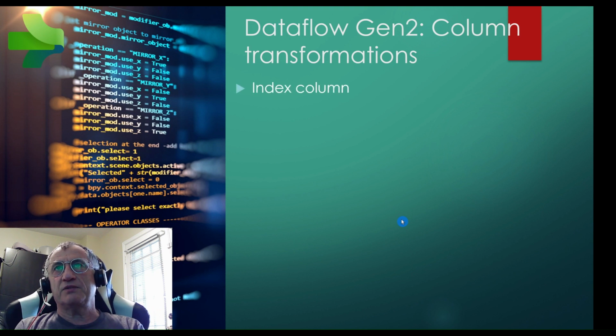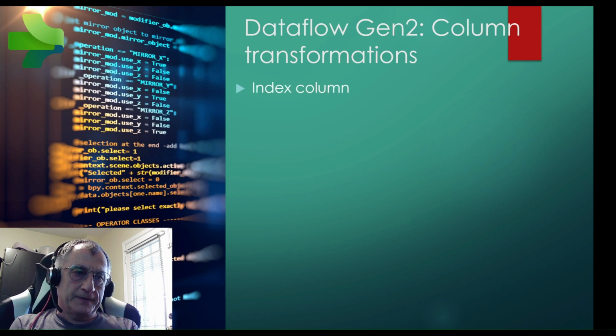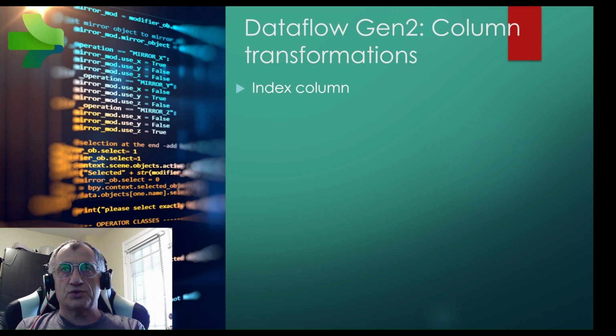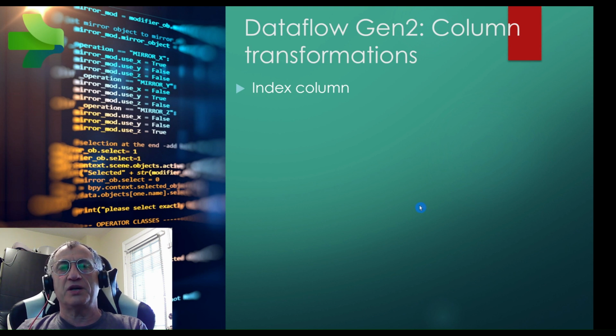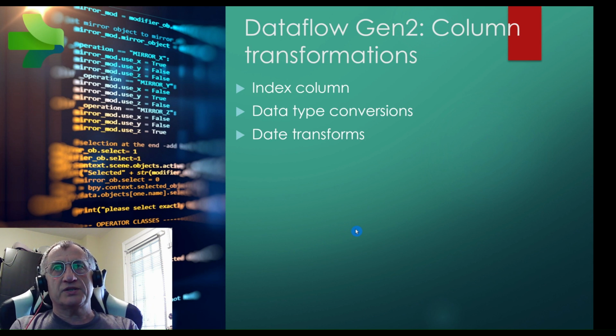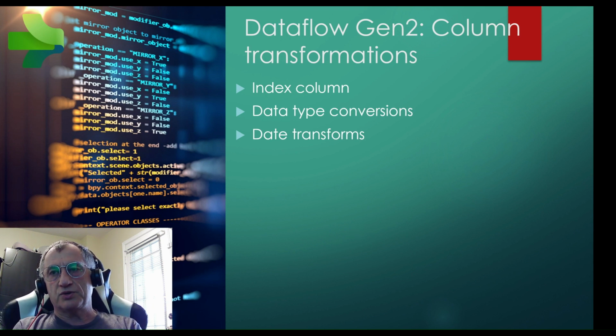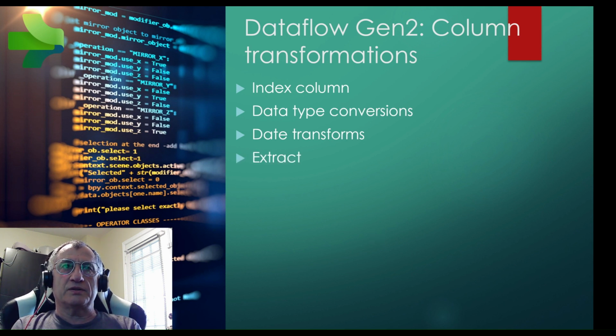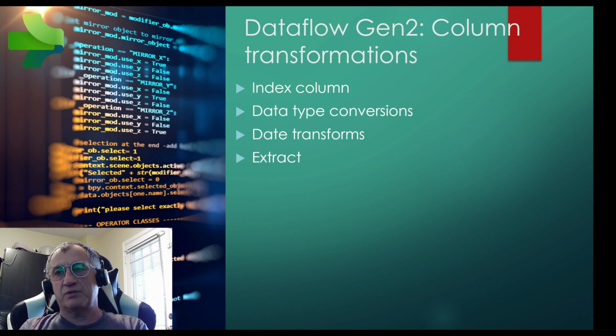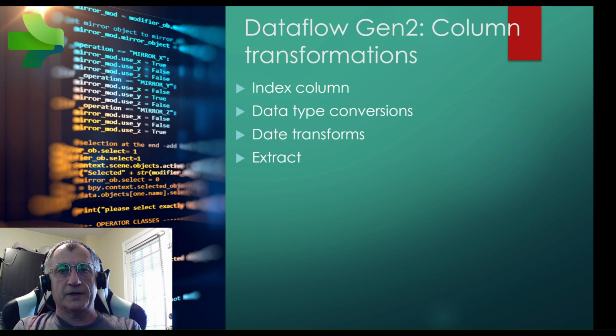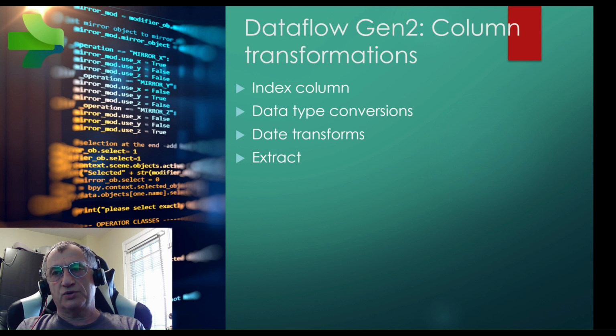I'll start with the index column transformation, which can be used to generate your surrogate keys when you are working on dimensional models. Then I'll explain how to use data type conversions. Next, I'll cover date transforms, which allow you to extract certain parts of your date fields. Then I'll show how to use extract transformations, which allow you to extract certain parts of your text fields.